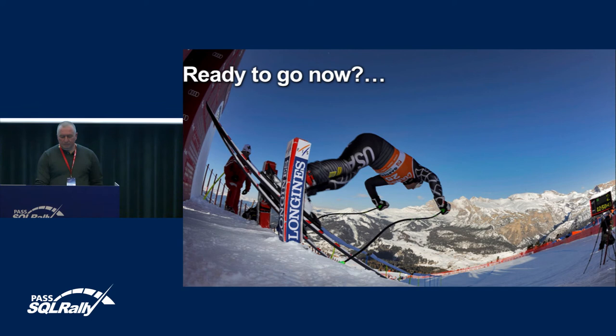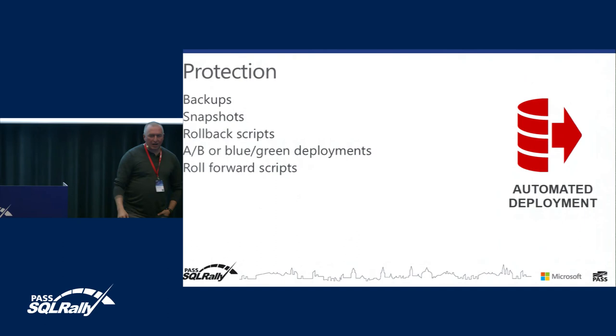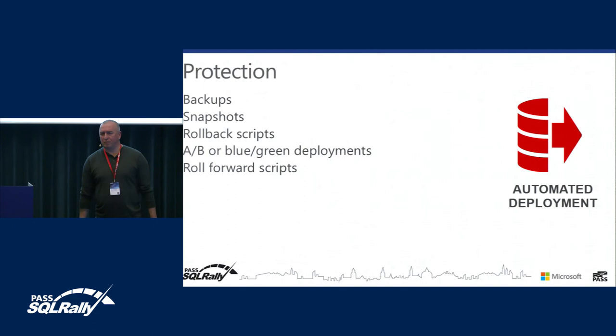Things could go wrong, right? We need to have a rollback strategy. We want protection. I'm not saying that if we automate everything, we're done. We don't have to worry about anything anymore. Production will be fine. No, I'm not saying that. We still need to have things like backups. Backups are your buddy. Backups are your friend.